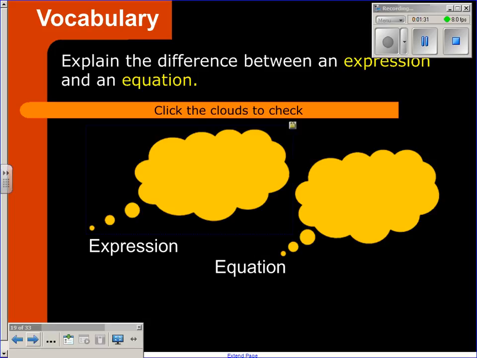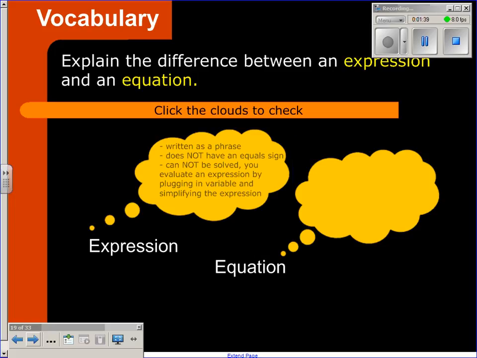Okay, so in an expression, it is written as a phrase. It does not have an equal sign. It cannot be solved. You can evaluate an expression by plugging in a variable and simplifying it, but you cannot solve an expression. Then you have an equation.